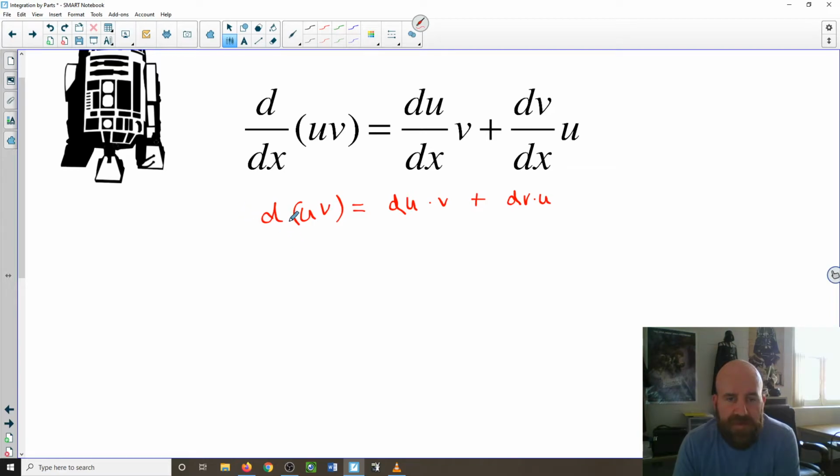Now if we integrate both sides, so we're taking the integral of the right side and the left side. We can do that, so that would drop out the d, and we would end up with uv. And I'm going to clean this up and rewrite it, split it into two integrals. So we have the integral of v du plus the integral of u dv.